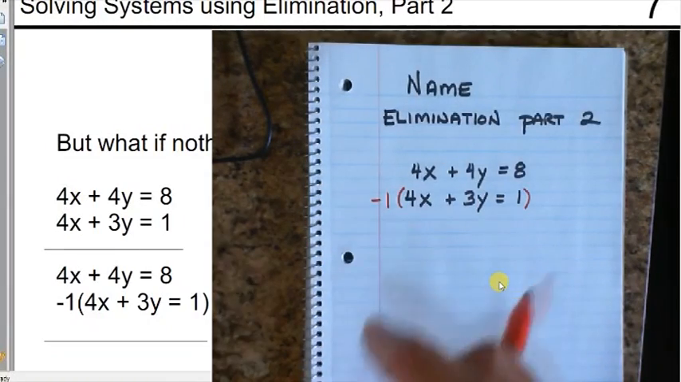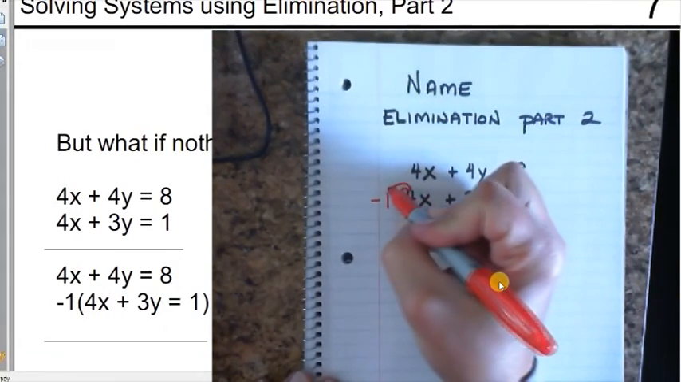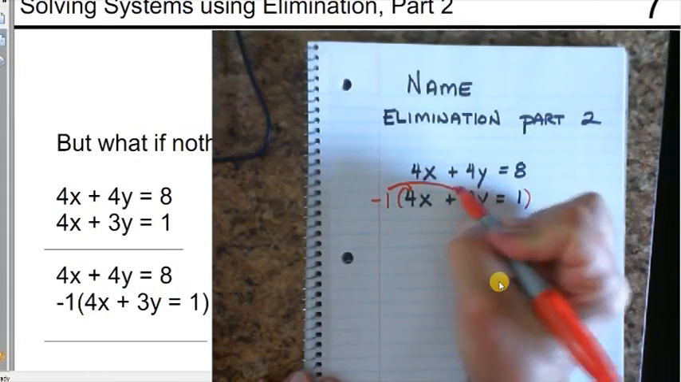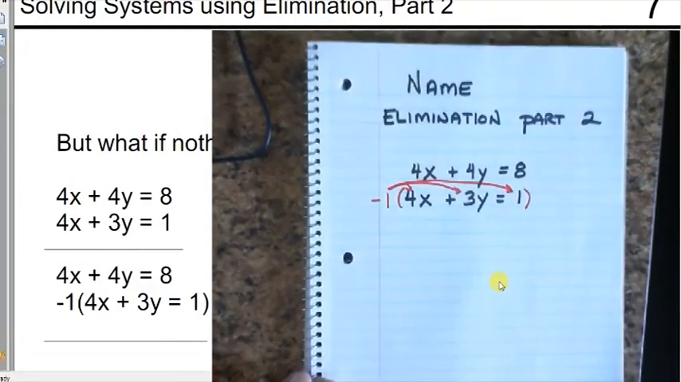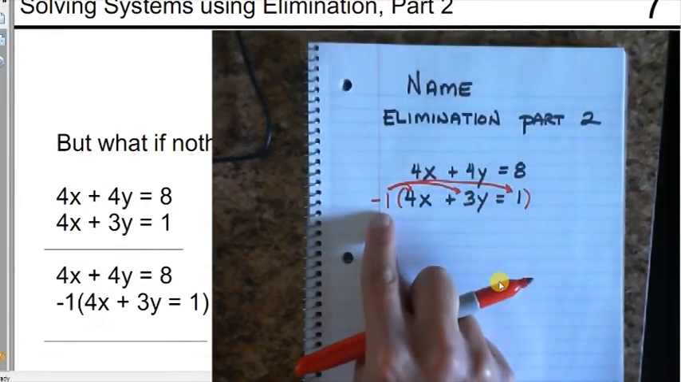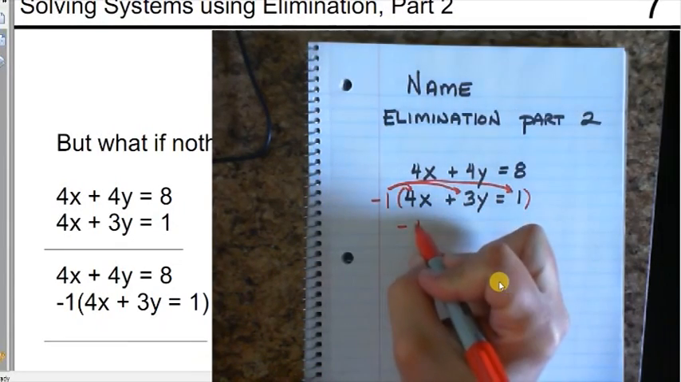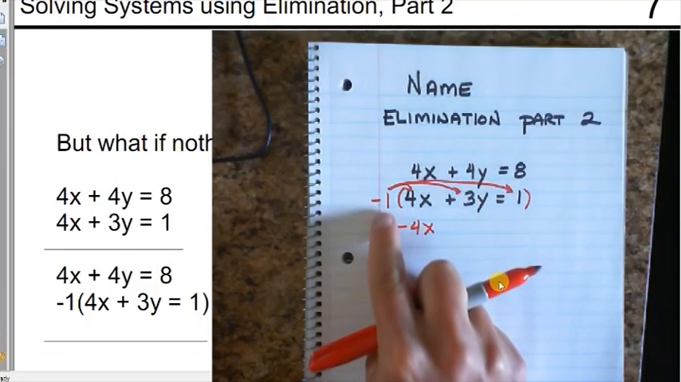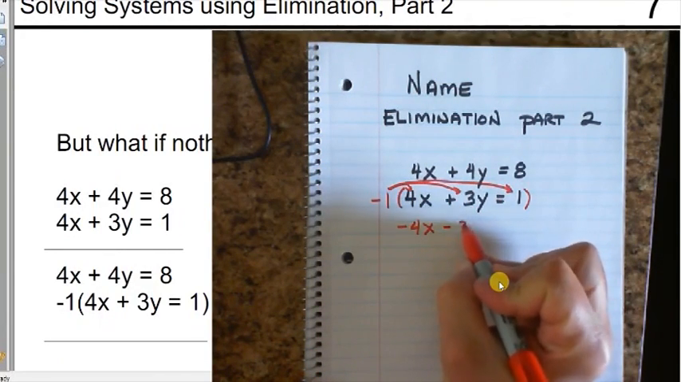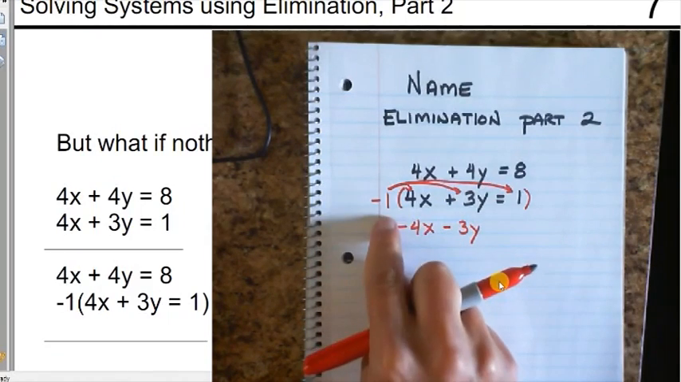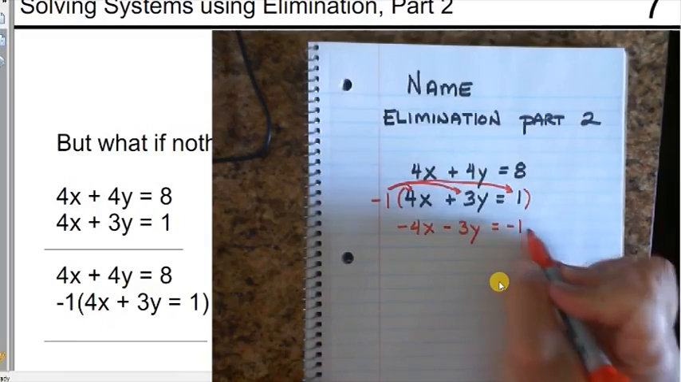That's going to give me, ready? It's a big distribution. Distribution, distribution, distribution. So negative 1 times 4x is negative 4x. Negative 1 times 3x is negative 3x. Negative 1 times 1 is negative 1.